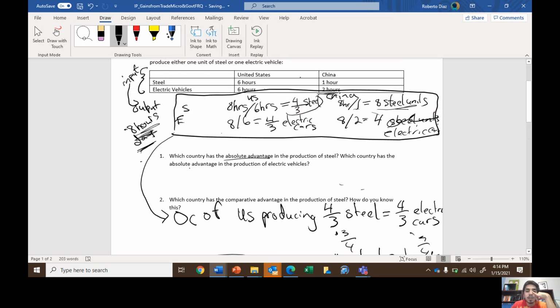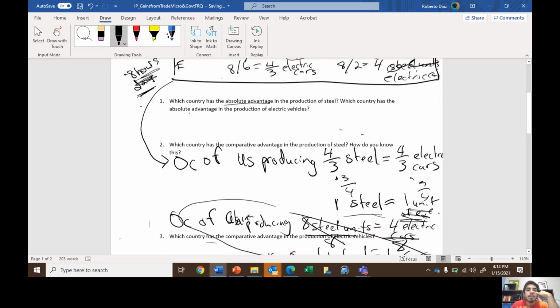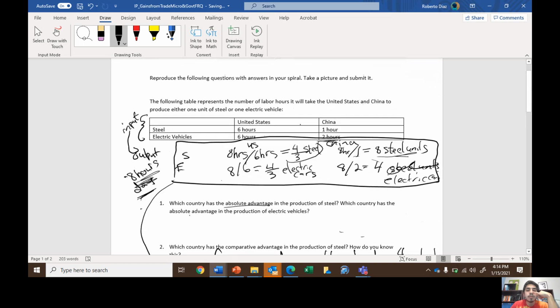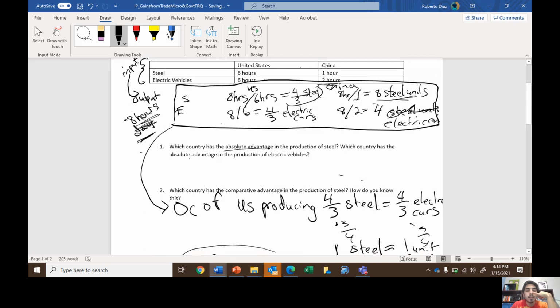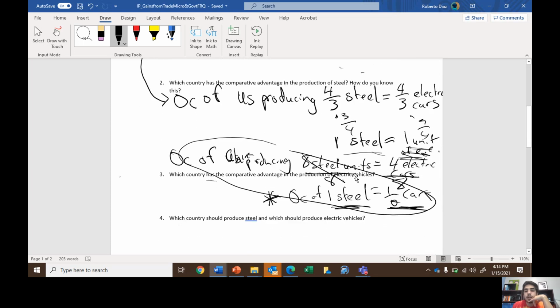So despite China having the absolute advantage in the production of steel and the absolute advantage in the production of electric vehicles, this principle of comparative advantage says that China should specialize in the production of steel.